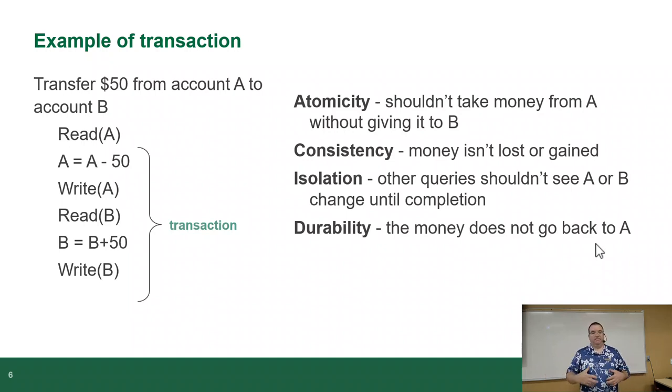Back in the day, these things could happen. These computers are really, really slow. But it shouldn't happen. Consistency. Money is not lost or gained. So before the start of the transaction, at the end of the transaction, it should still stay consistent. Isolation, other queries shouldn't see A or B until it's completed. Durability, once it's done, the money should magically reappear in account A.